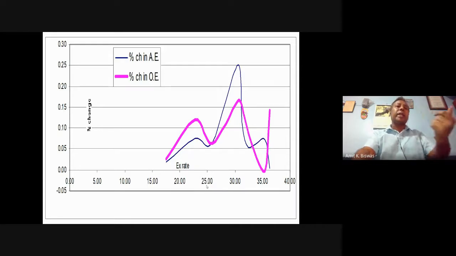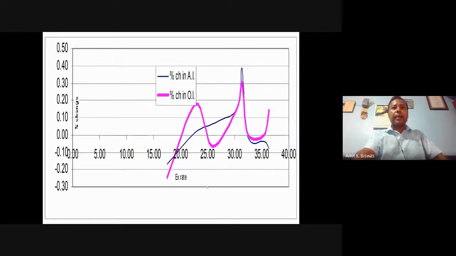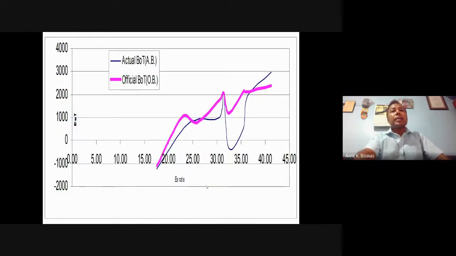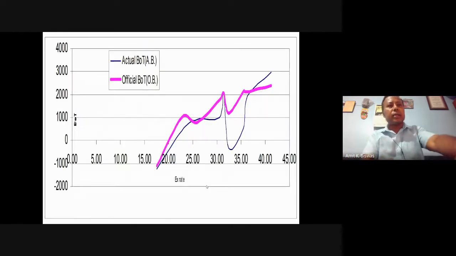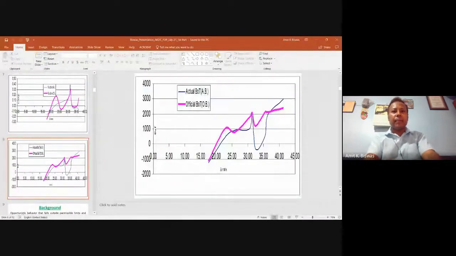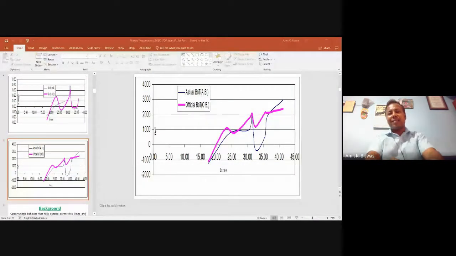Actual is what we are getting from the US data. This is for import, this was for export, and this was for import, again with respect to changes in exchange rates. This is the balance of trade thing. How do the balance of trade curves do, both actually and officially? So let's stop here for the time being and try to gauge why these things are happening.